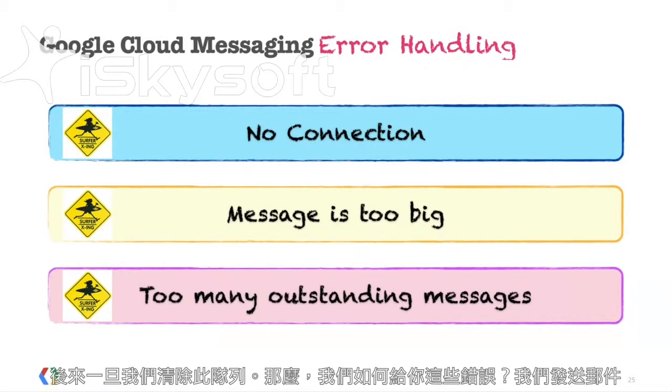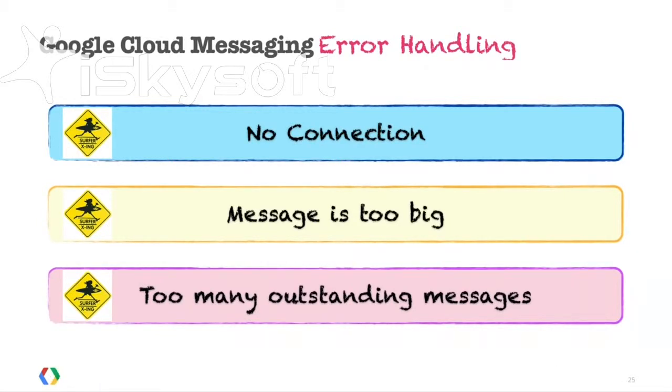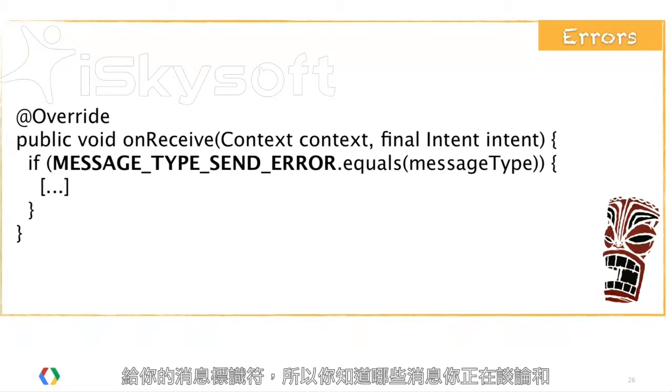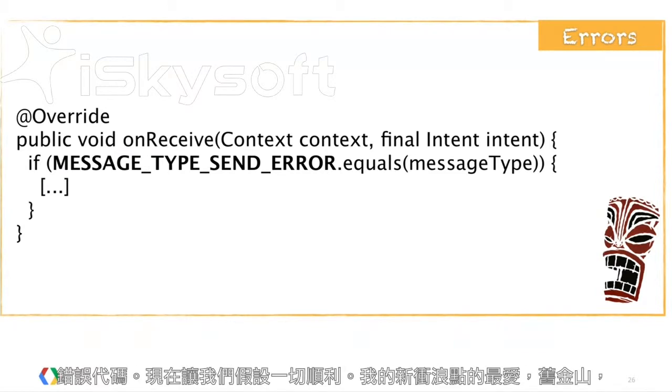So how do we give you these errors? Well, we send the message to the broadcast receiver that you already have to receive messages from the cloud. We give you the message identifier so you know which message we are talking about, and the error code.